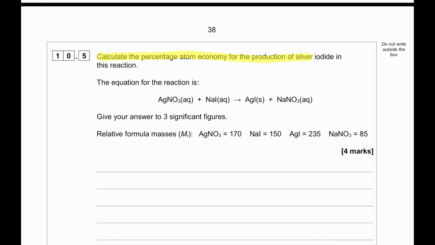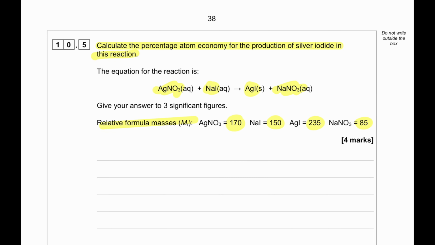Calculate the percentage atom economy for the production of silver iodide in this reaction. So we have silver nitrate reacting with sodium iodide, producing silver iodide and sodium nitrate. Relative formula masses: 170, 150, and silver iodide 235 and sodium nitrate 85. All of them are given. Okay, great. So we want to find out atom economy.